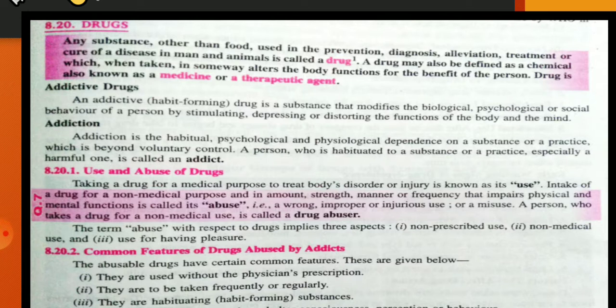So addiction is basically habitual action. It may be psychological or physiological, depending on the substance or the practices in our daily lives. This is called addiction, which may be harmful for our body, and the person is called an addict. Then, use and abuse of drugs. What is the use and the abuse of drugs? Taking a drug for a medical purpose, to treat a body's disorder or injury, is known as its use.